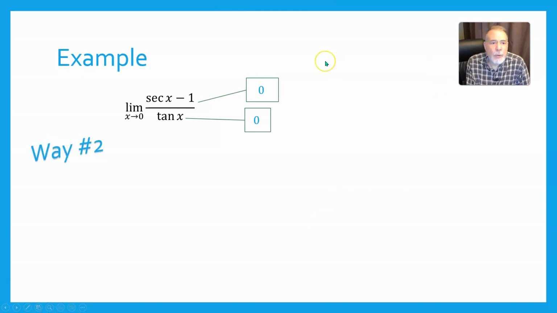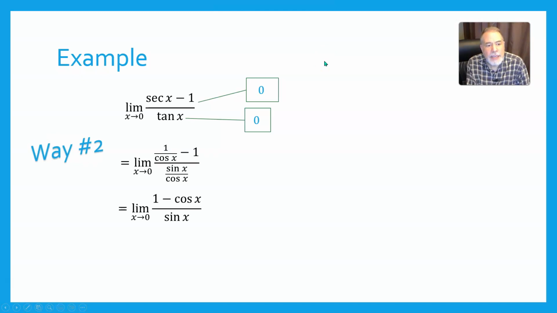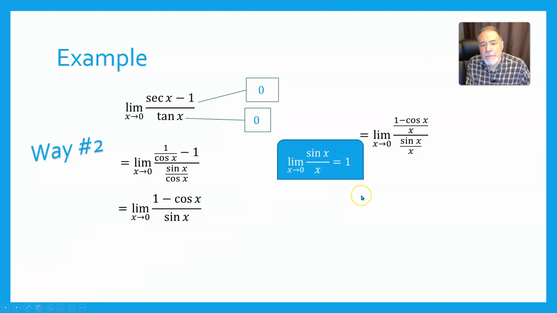Here's a second way that I thought of. It starts out the same as what we did before, getting down to the limit as x approaches 0 of 1 minus cosine x over sine x. But this time I'm going to take the numerator and the denominator and divide them both by x. So now we're looking at the limit as x approaches 0 of 1 minus cosine x over x, over sine of x over x. And those both look kind of familiar.